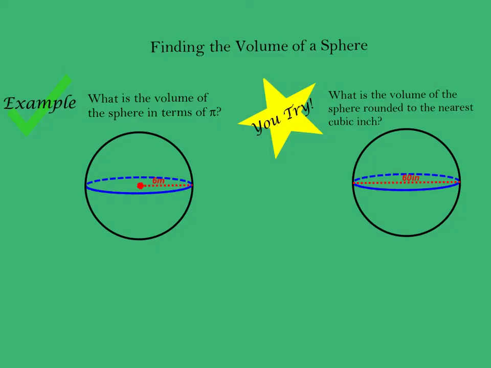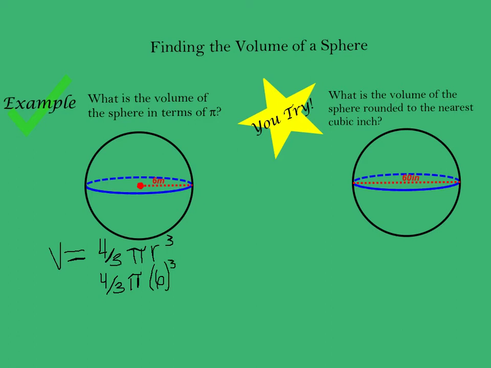Alright, so in these examples, we want to find the volume of a sphere. It says, what is the volume of the sphere in terms of pi? So first step, always write down what is your formula that you're using. So we have 4/3 times pi r cubed. So again, all we need for this formula is our radius, and luckily that's given to us. Here's our great circle, and we see here's the radius, and it's 6 meters. So we have 4/3 times pi times 6 cubed.